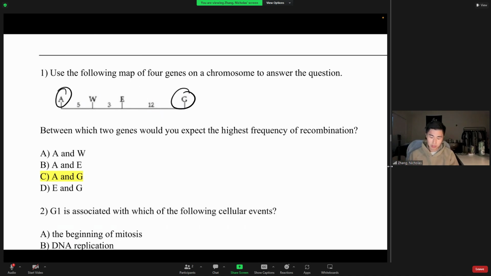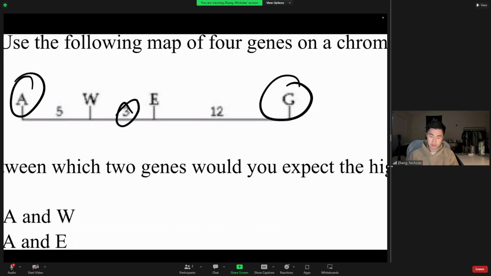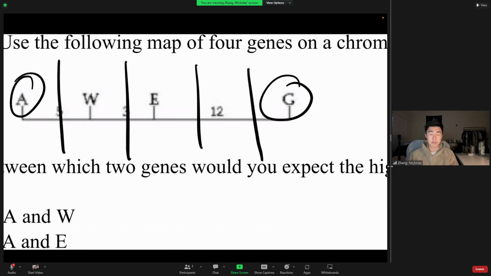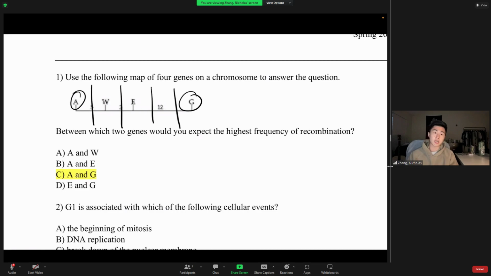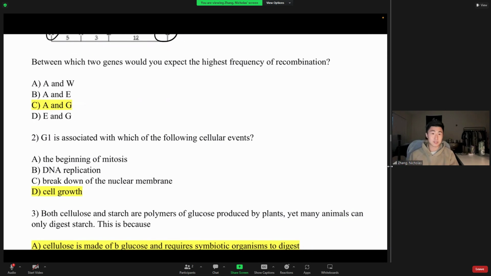On the other hand, if we look at the closest two, denoted by these numbers, meaning the distance between them, there's a lower chance that we receive a crossover event between genes that are closer together. So if this question were to say, what's the lowest frequency of recombination, that would be between W and E, which is conveniently not an answer choice. So that makes it easier if you don't understand it for the exam, but you guys will all understand it.